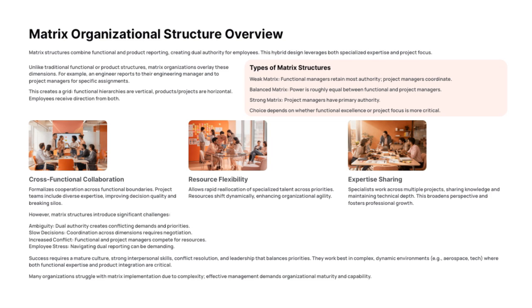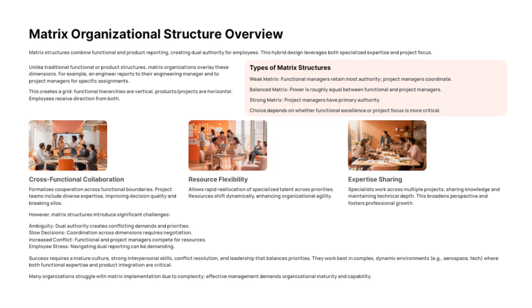When deciding on a matrix type, it depends on whether functional excellence or project focus is more critical. In a strong matrix, project managers hold primary authority. In a balanced matrix, power is roughly shared between functional and project managers. And in a weak matrix, functional managers retain most authority, with project managers mainly coordinating efforts.